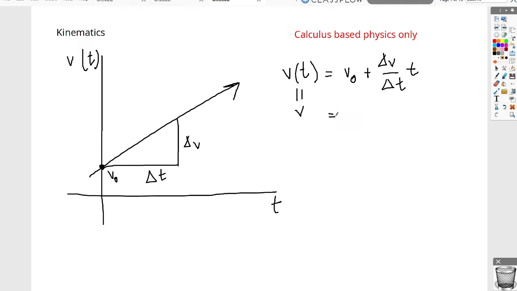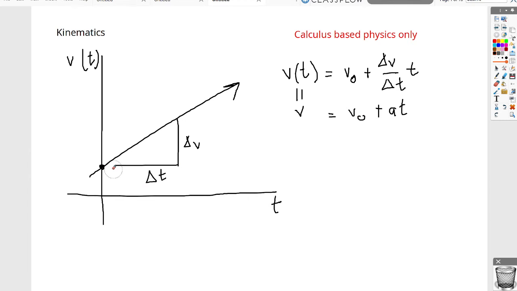That's your first kinematic equation. It's v naught plus change in velocity over change in time, which is acceleration, average acceleration, times time. So this is your first equation right here. Final velocity equals initial velocity plus acceleration times time.